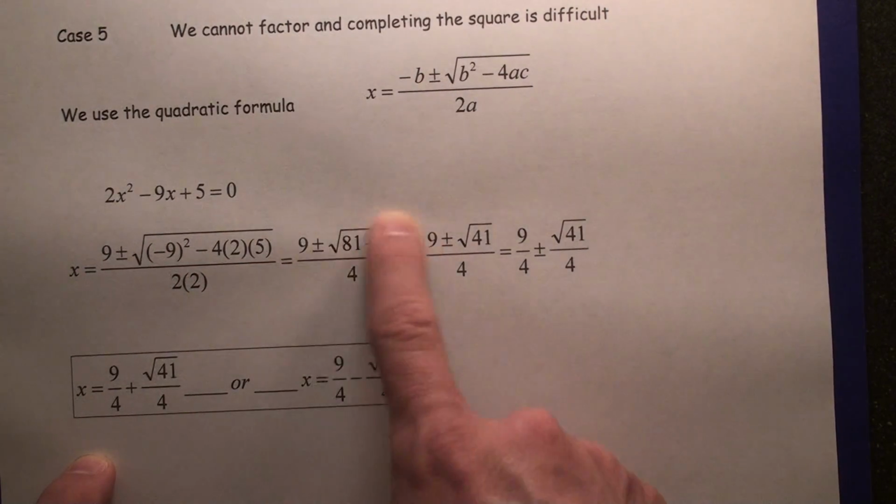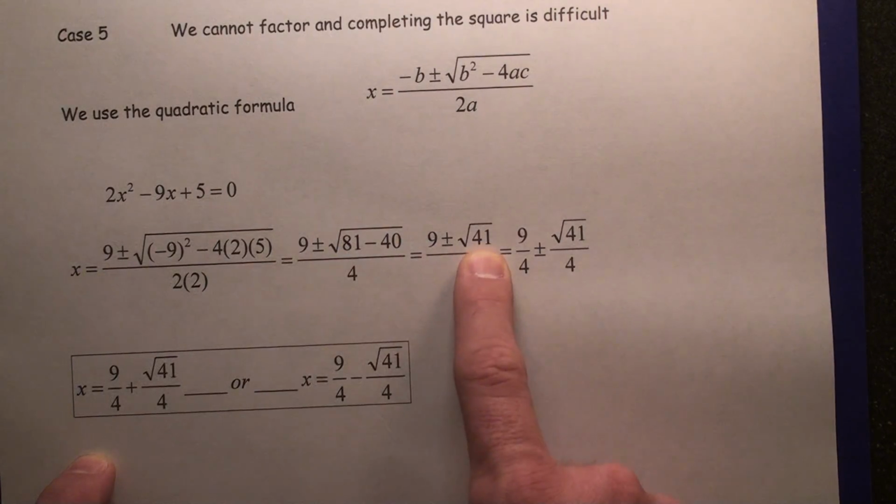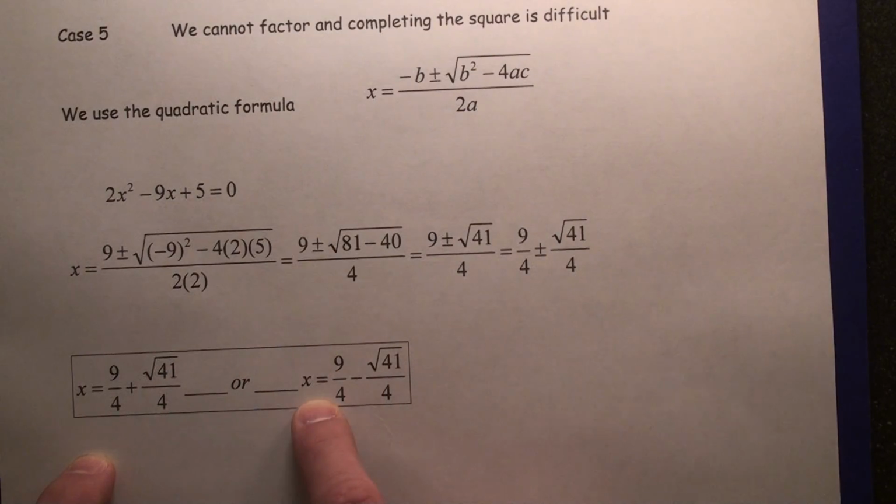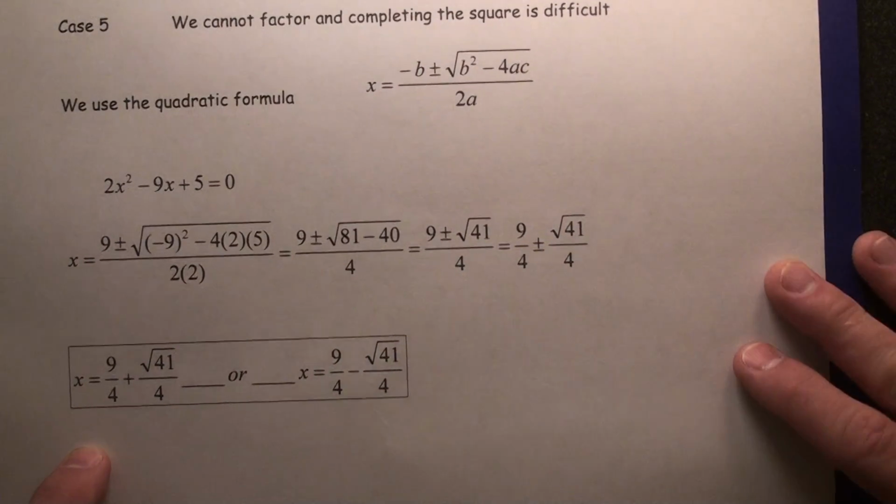And then you just simplify. Square root of 81 minus 40 is 41. And you got 9/4 plus root 41 over 4. And then 9/4 minus root 41 over 4.